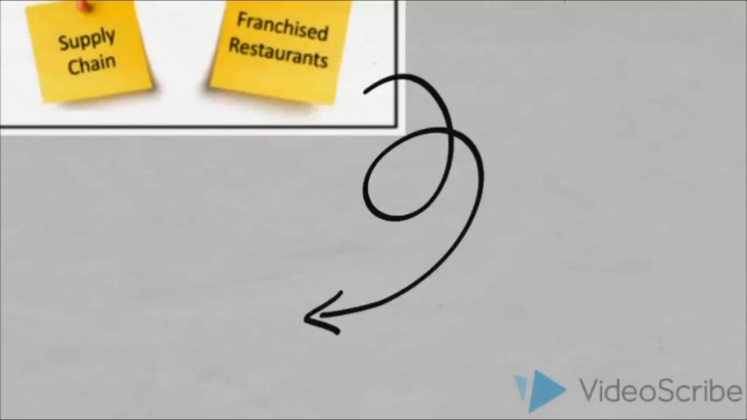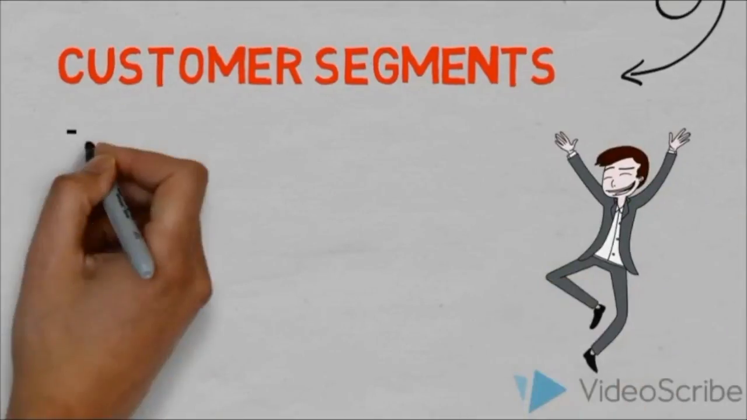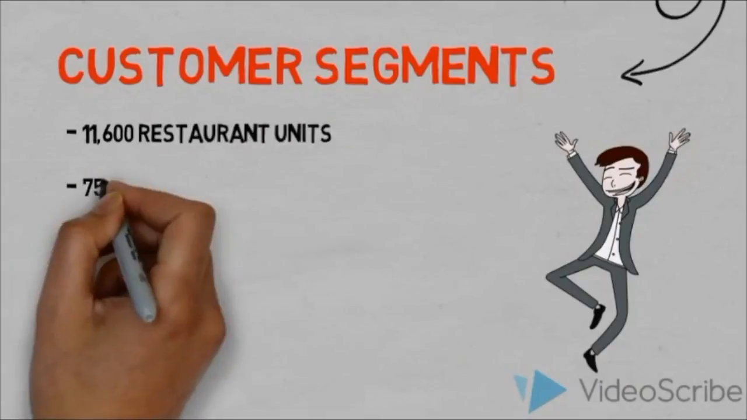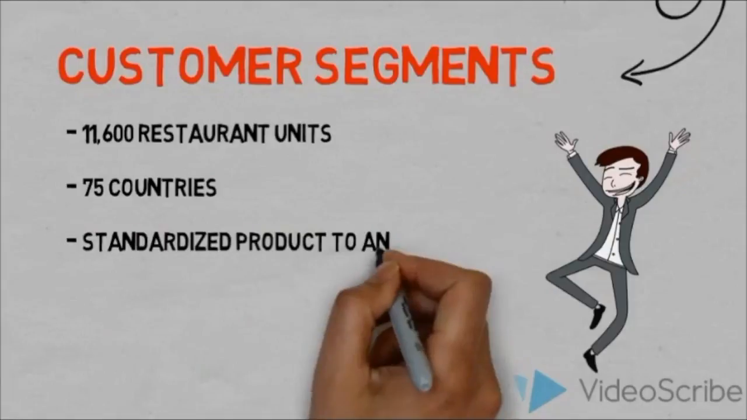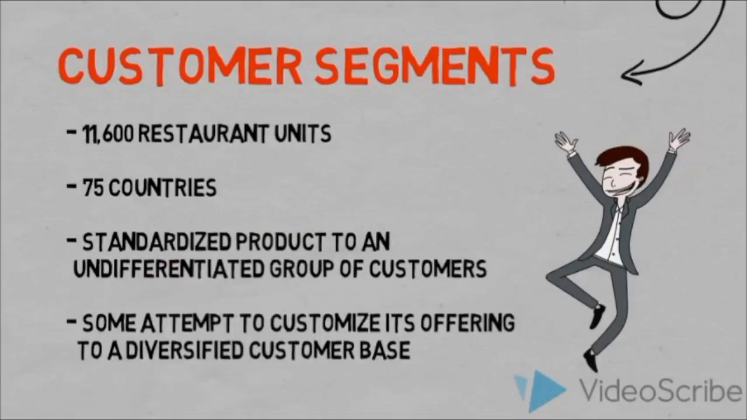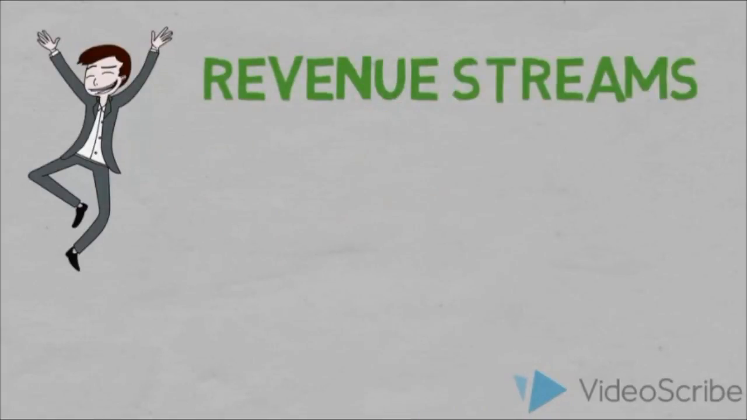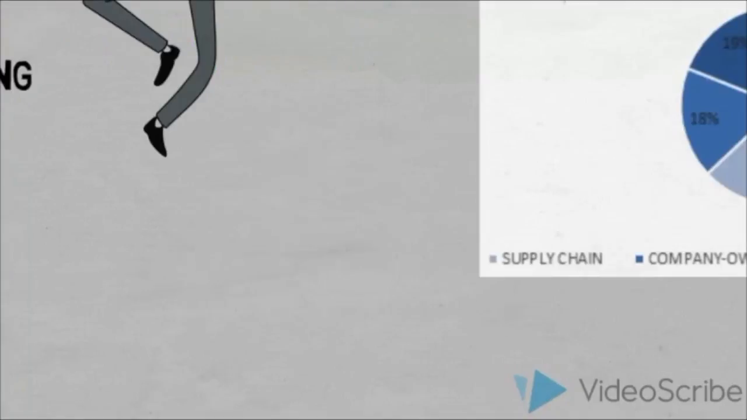The first one of them is customer segments. Domino's has over 11,000 restaurant units spread over 75 countries. It is commonly thought that it targets a mass market. However, through our research, we have acknowledged that some attempt at customization has also been made. The next aspect we develop is revenue streams. As shown by the diagram below, Domino's main income sources are supply chain, company-owned stores, and franchised restaurants.